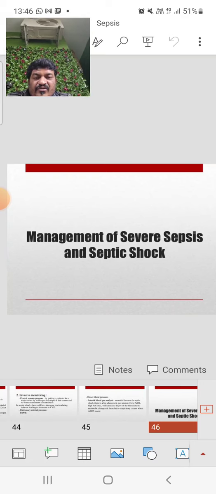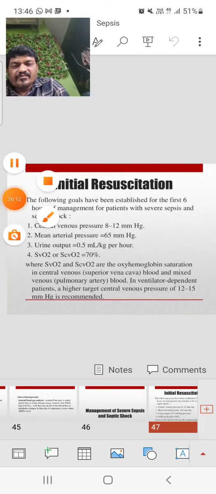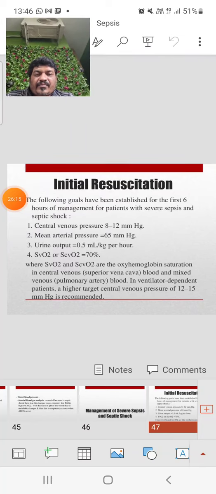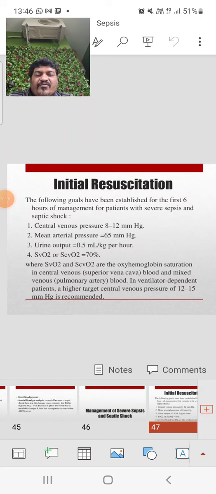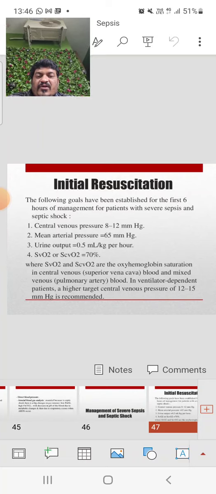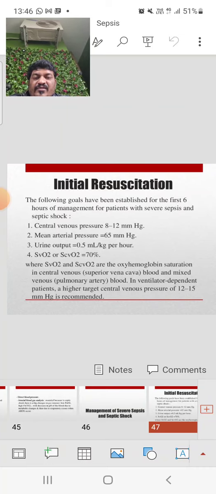Management of severe sepsis and septic shock. So, initial resuscitation. The following goals have been established for the first 6 hours of management for patients with severe sepsis and septic shock. Central venous pressure is about 8 to 12 mmHg. Mean arterial pressure is at least 65 mmHg. Urine output is at least 0.5 ml per kilogram per hour. SvO2 or ScvO2 is at least 70%.